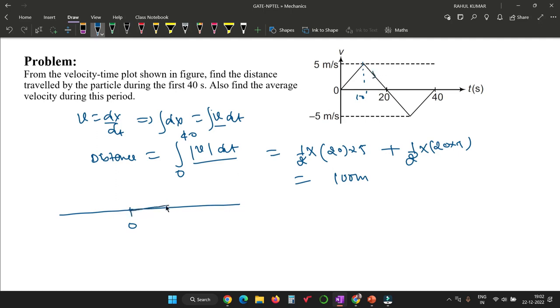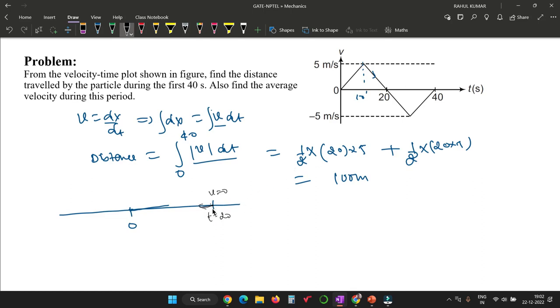From 0 to 10 seconds the particle's velocity is increasing, then the velocity is decreasing, and at time t equal to 20 seconds the particle's velocity becomes 0. Now the velocity's direction is still reverse, I mean still in this direction.